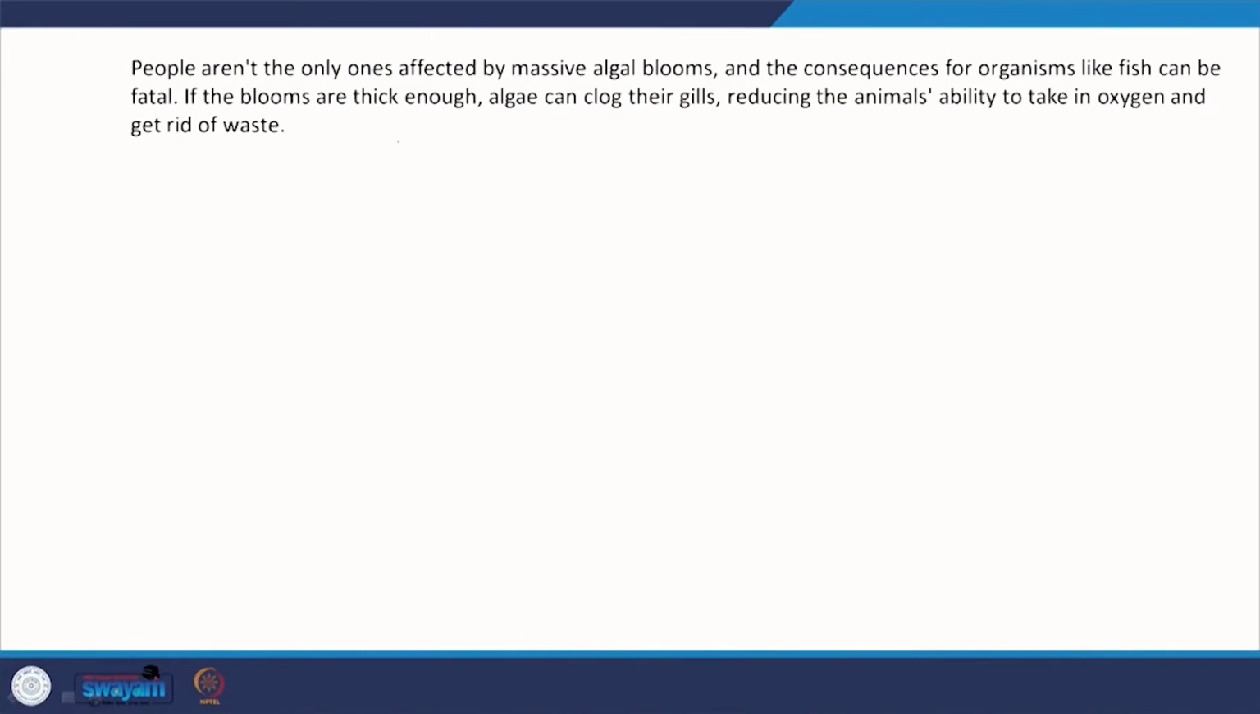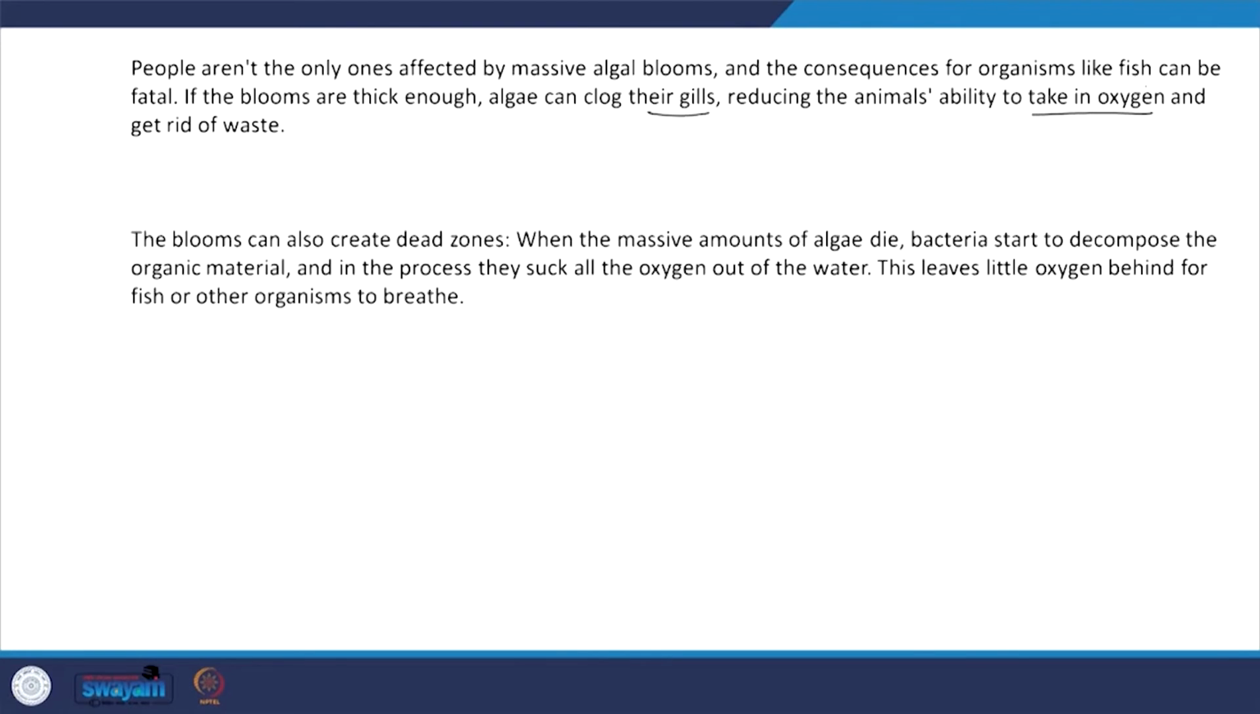So, that is something to keep in mind, and people are not the only ones affected. Organisms like fish can be killed a lot of times. If blooms are thick enough, algae can clog the gills, reducing the ability to take in oxygen and get rid of waste. As I mentioned, they can lead to dead zones. Massive amounts of algae die, and then they are going to decompose, because they are organic matter, and then they lead to decrease in oxygen.